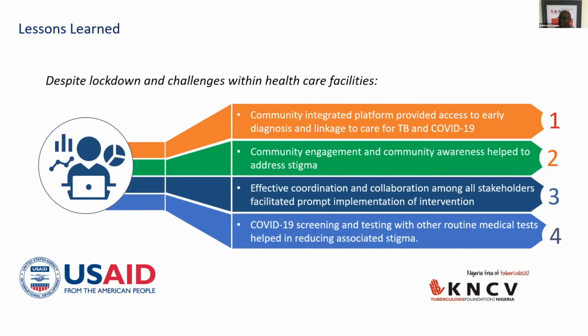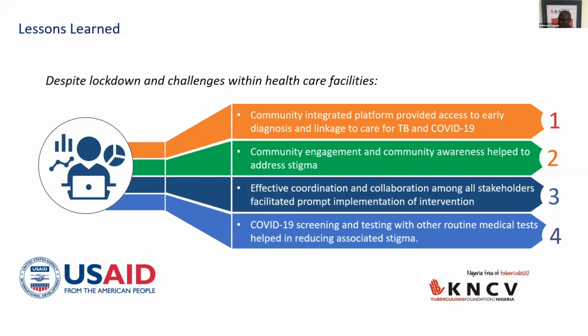Now, what are the key lessons? As I said earlier, the community integrated platform, which we offered, provided access to early diagnosis and linkage to care. It is worthy to note that over 183 COVID cases, 11 TB cases, 7 cases of hepatitis B, and 12 cases of HIV were detected. We had to leverage on the resources because the war truck was there with the team. There are multiple tents, and it is nice to mention that some incentives were provided in some of the states to encourage people to come out for testing.